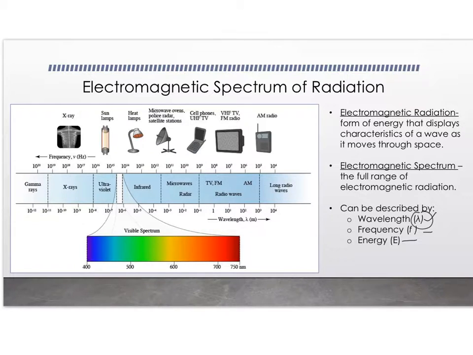If we look at the EMS spectrum, we have gamma rays all the way to the extreme left, and then we have all the way through long radio waves on the right. You should have gotten a handout with this EMS spectrum on there, so you don't have to really draw this. If you want to color code the visible light spectrum at the bottom, you can, which will be very helpful. But we need to know which type of wavelength has the lowest frequency or the lowest to the highest energy.